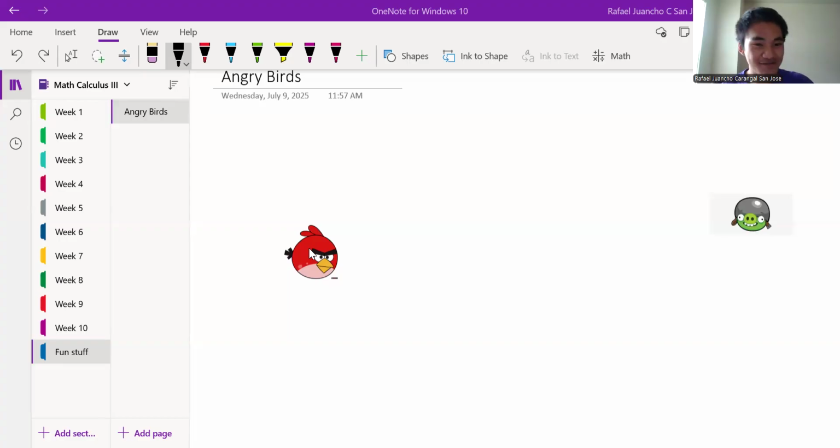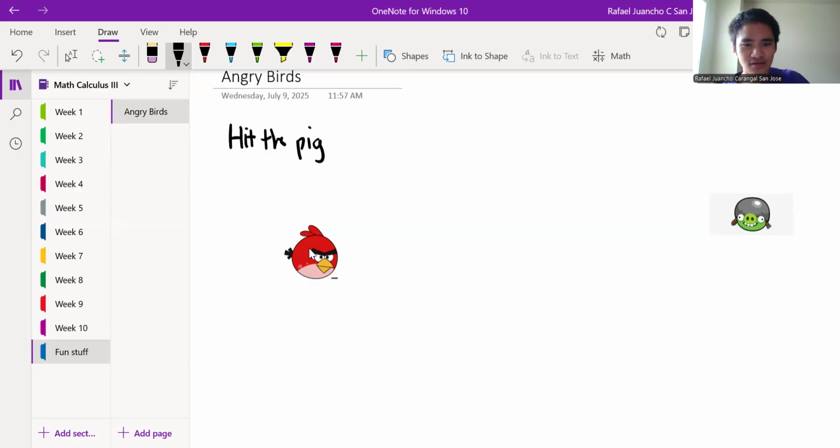So here we're actually gonna apply some math. What we're gonna be doing is we're going to hit the pig, based on 2 points. So how does this work?